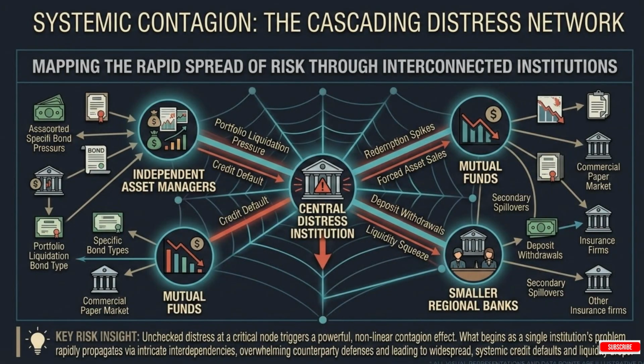The crisis quickly spread through a systemic contagion network. Distress at the central institution triggered credit defaults and forced asset sales across independent asset managers, mutual funds, and smaller regional banks, demonstrating intricate interdependencies.